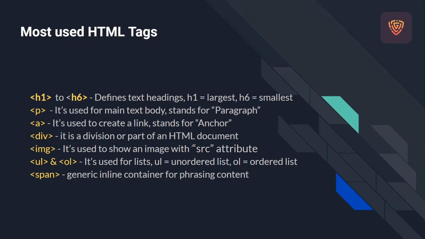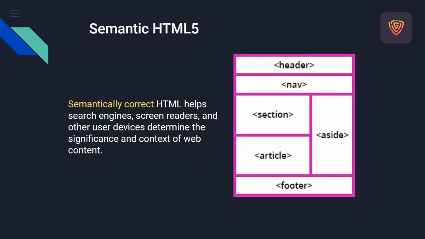We also have div. Div just stands for division. It's basically a section of a text or elements. We also have image. As you could imagine, image is used to show image within the page. We also have UL and OL. UL stands for unordered list, and OL stands for ordered list. We also have a span, which is a generic inline container for phrasing content. That means it's used to create a content that you want it to be inline, and we'll talk about what that means.